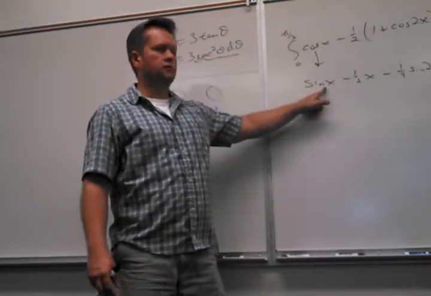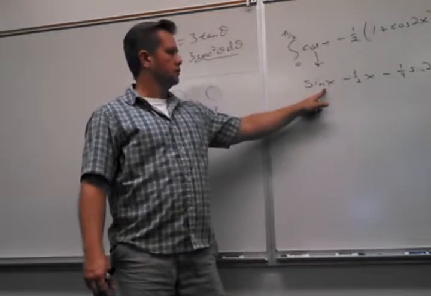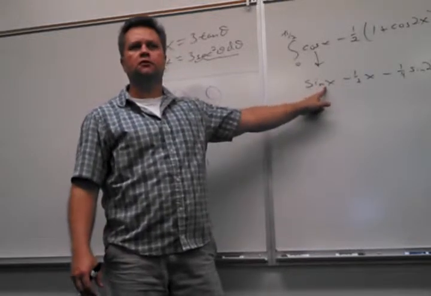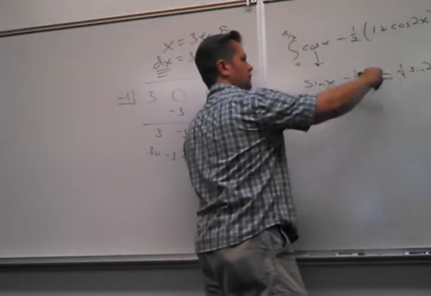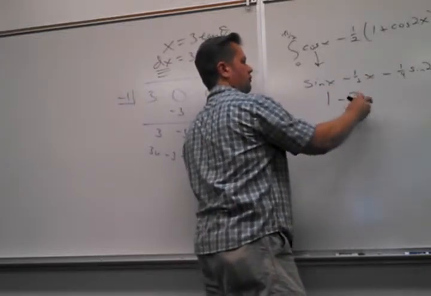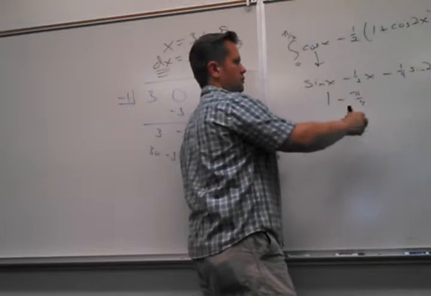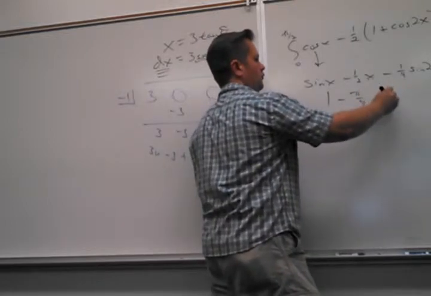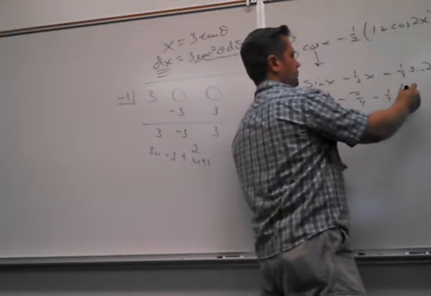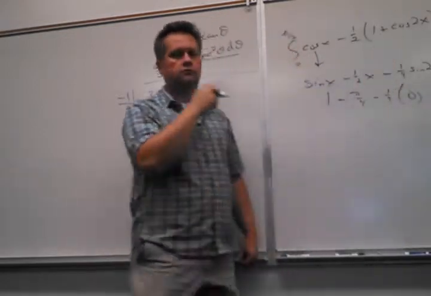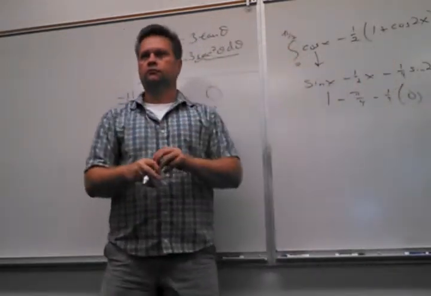So you get 1 minus pi over 2. What's sine of pi over 2? 1 minus pi over 4, right? 1 half of pi over 2. Minus 1 fourth. What's sine of twice pi over 2? Good. Sine of pi is 0. So you just get 1 minus pi over 4.